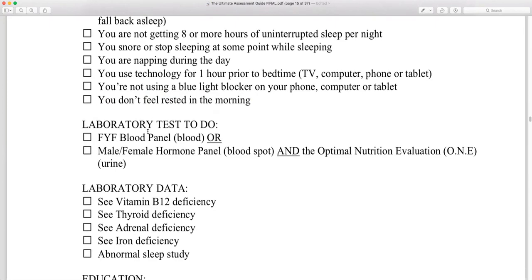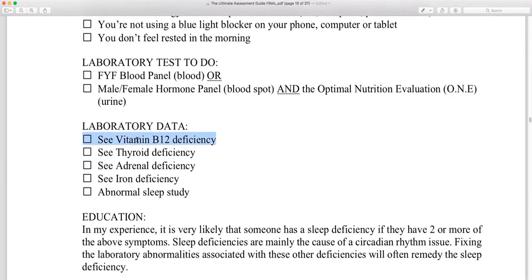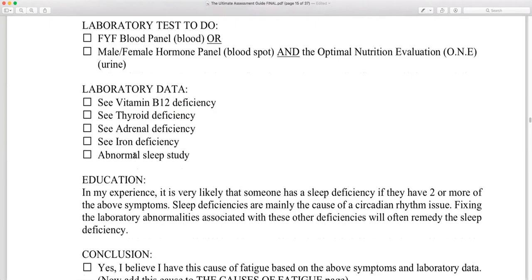In terms of the laboratory tests, you can run the blood panel test, or you can run the male-female hormone panel and the 1 urine test. You need both of those to complete the data that you're going to get from this test. Basically, what those are going to show you are the things that I talked about according to sleep: B12, thyroid, adrenals, iron. All of those things are very important to assess when we're looking at the cause of a sleep deficiency or a sleep problem. And then an abnormal sleep study can determine whether somebody is snoring or has some sort of sleep pathology.